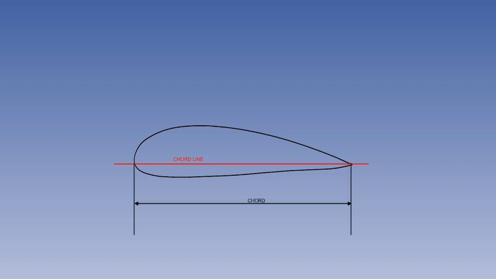Having introduced the basic characteristics of the airflow round an aerofoil, we shall now look at the terminology and definitions associated with aerofoils. The chord line is a straight line joining the centres of curvature of the leading and trailing edges of an aerofoil. The chord is the distance between the leading and trailing edges, measured along the chord line.